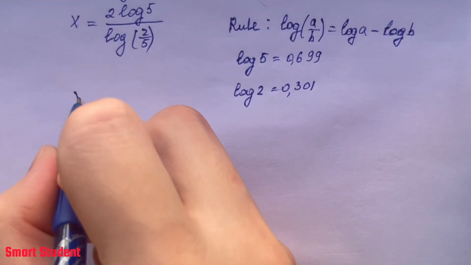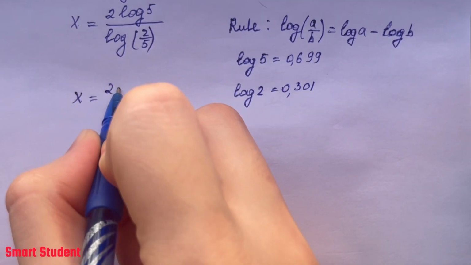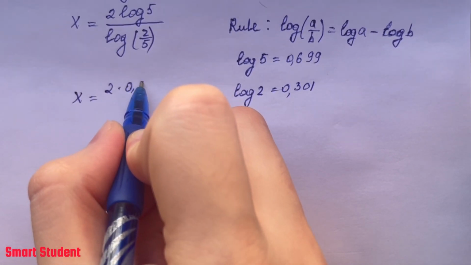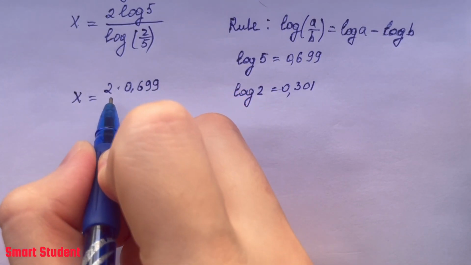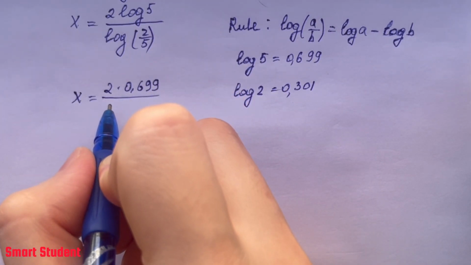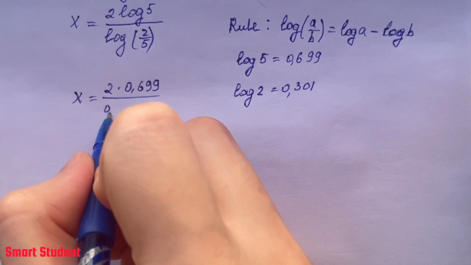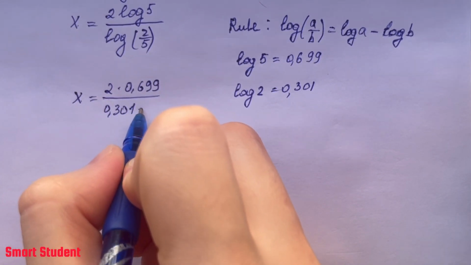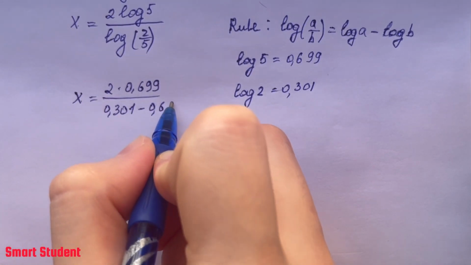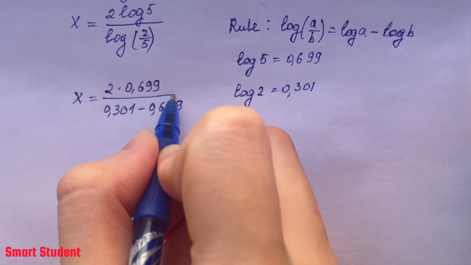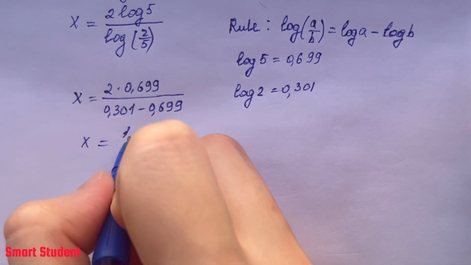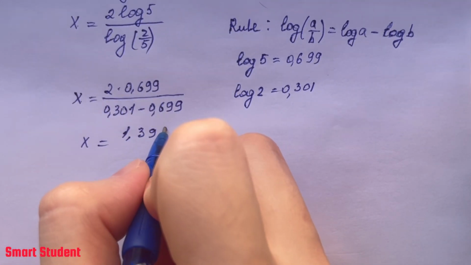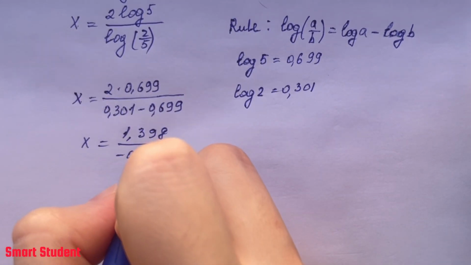The substitution of these two values here will give us 2 log 5, so that is 1.398 over log 2 minus log 5, which is 0.301 minus 0.699. Then x is equal to 1.398 over minus 0.398.